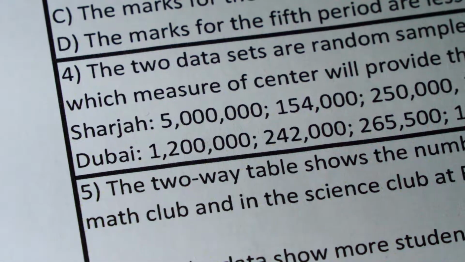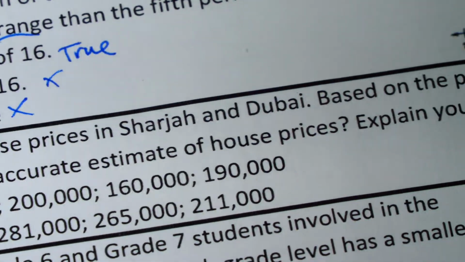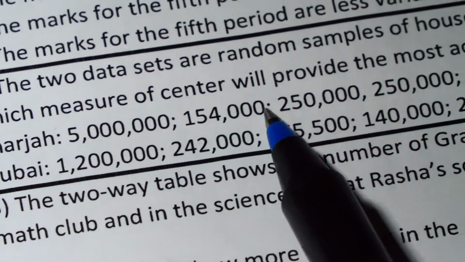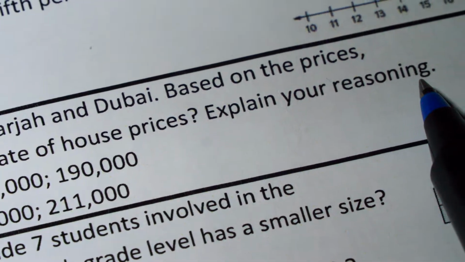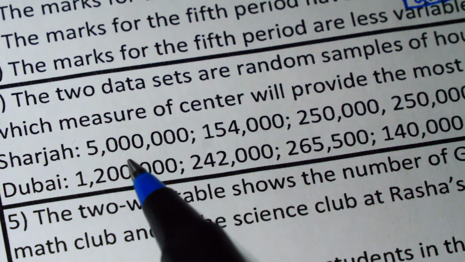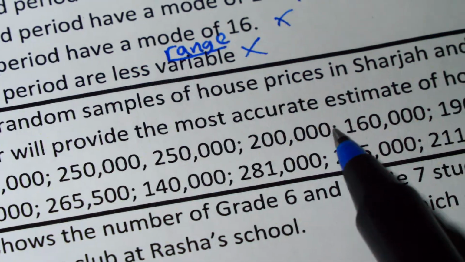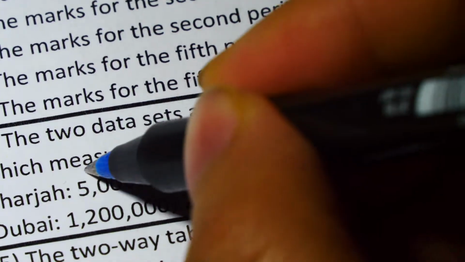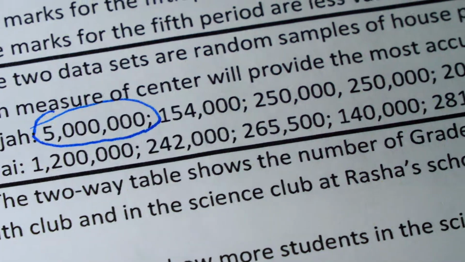Okay. Question 4. The two data sets are random samples of house prices in Sharjah and Dubai. Based on the prices, which measure of center will provide the most accurate estimate of house prices? Explain your reasoning. Okay. So if we look at these numbers for Sharjah, we have 5 million, and then 154,000, 250,000, 250,000, 200,000, 160,000, 190,000. But because of this number here, this is way different than the other numbers. 5 million. This is an outlier.